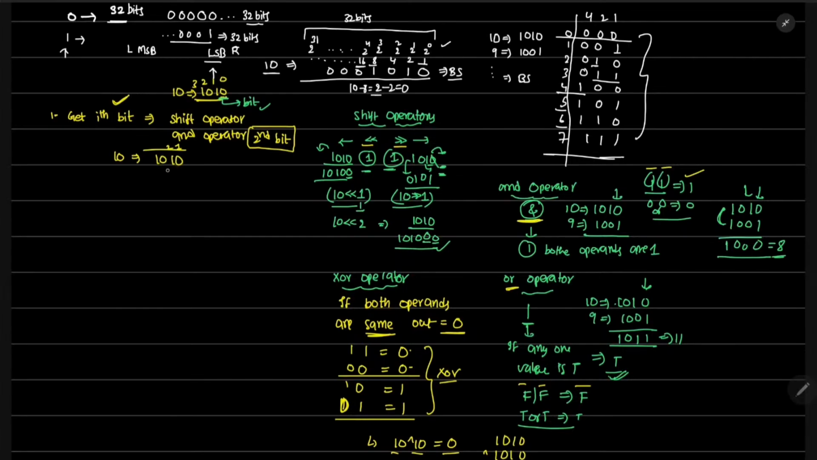Shift this number right one time. What happens? It becomes 101, so you know this bit is the second bit now. Now what you have to do simply is AND with number 1. 1 is nothing but 001, so it gives the output.